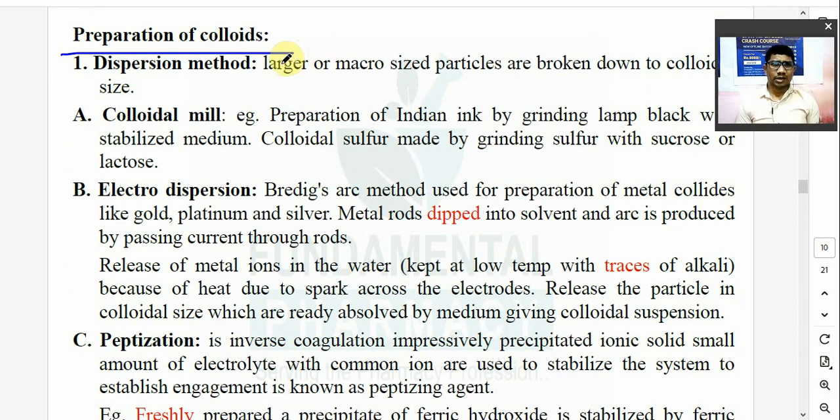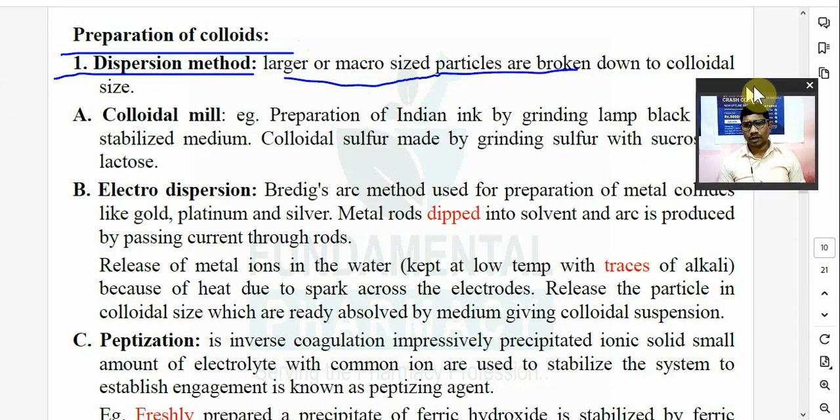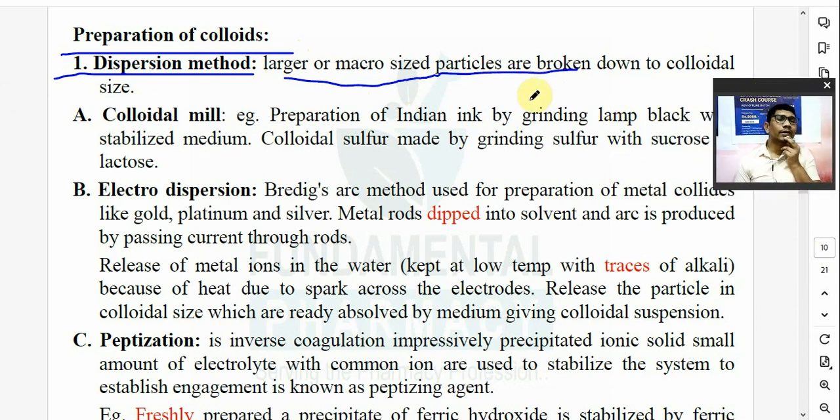These colloids are prepared by different methods. The first one is the dispersion method. In the dispersion method, larger or macro-sized particles are broken down to a colloidal size. If larger or micro particles are there, you have to break them down into the colloidal size range. For example, a triple roller mill or colloidal mill will break down the particles into the colloidal range.